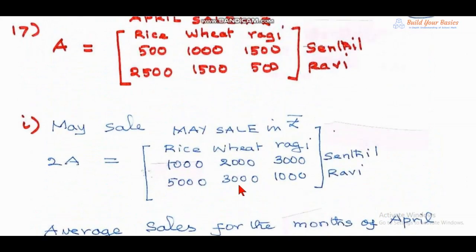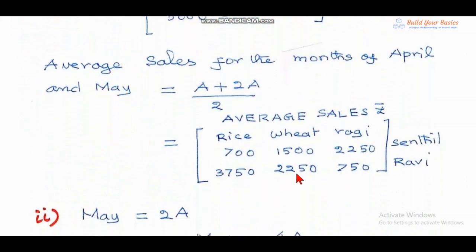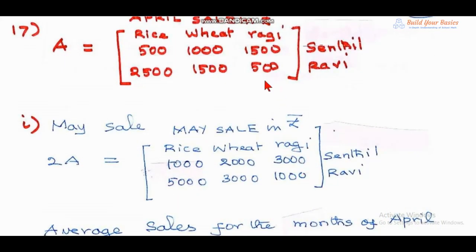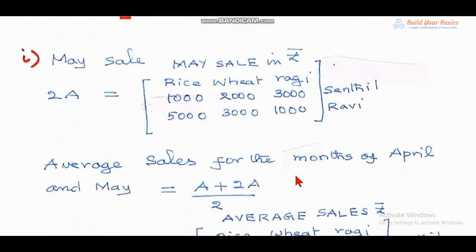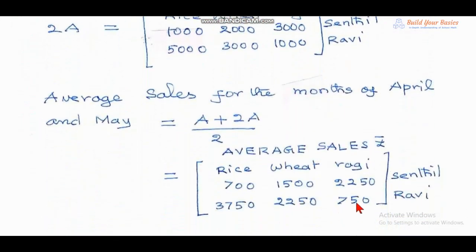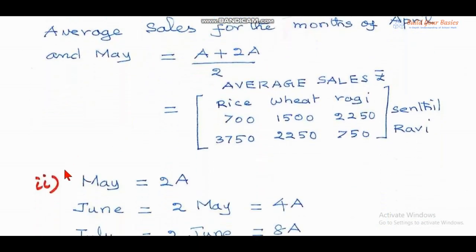1500, 3000 total 4500 divided by 2, 2250. 500, 1000 total 1500 divided by 2, 750. So this matrix represents the average sale in the months of April and May. Second subdivision. If the sales continue to increase in the same manner, so for every month the sales is twice that of the previous month.